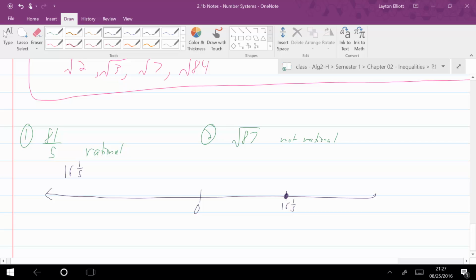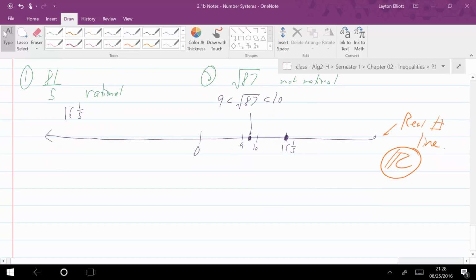Radical 87 is between 9, which is radical 81, and 10, which is radical 100. It's between 9 and 10, so it would be probably somewhere in here. I know where it exists on the number line. I just don't know its exact decimal value. This number line is called the real number line. We give it a symbol of R. So what I'm going to say is real numbers.